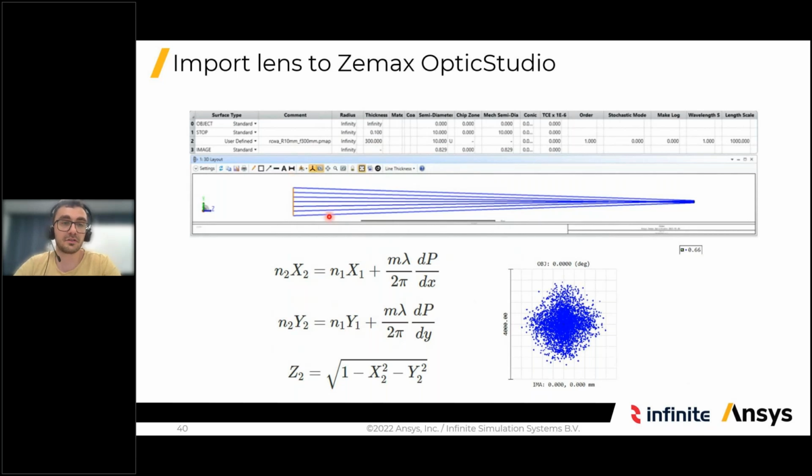As you can see, the direction of the light depends on the local phase gradient, so dp over dx and dp over dy. When we look at the spot diagram, we see that there's a little bit of a plus shape in it, and that makes sense because the rods are placed in a rectangular grid, so that's why it looks like this.